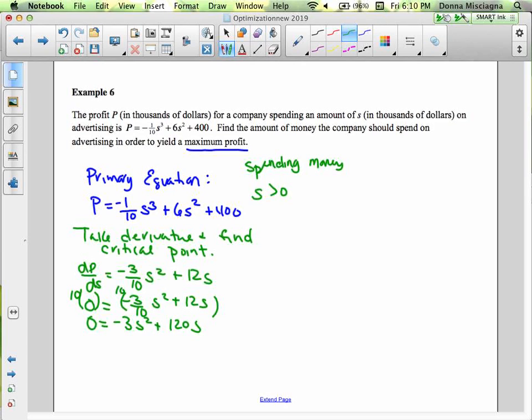Let's factor out, let's take out the negative. So let's factor out a negative 3S. So that would be S, and that would be a minus, and that would be 40. So either S equals 0, they don't spend anything, or S equals 40. And be careful, it's not $40, it's $40,000.